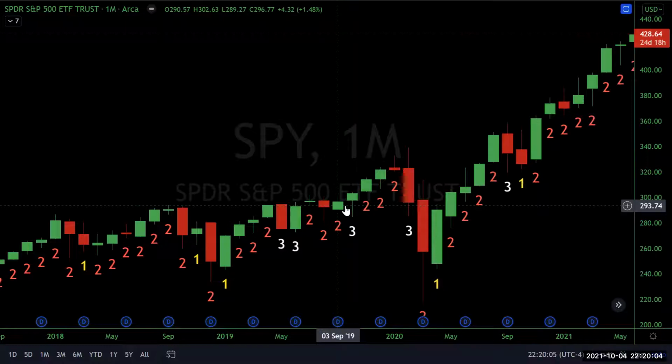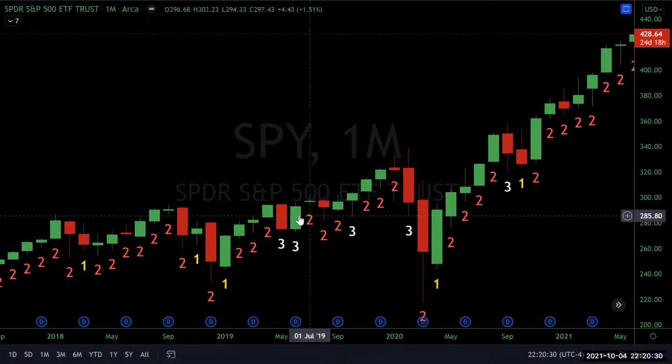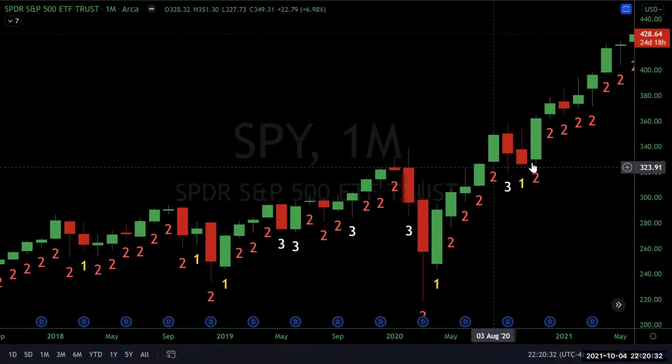What's the target? The target is the high of this candle, right? So if you look up here, it tells you the high. The high of that candle is 302.63. So that would have been our target. We would have entered here around 294, 295, around there, expecting it to go 3. Our target would have been the high of the candle, and boom, we got it. This 2 down went 3.